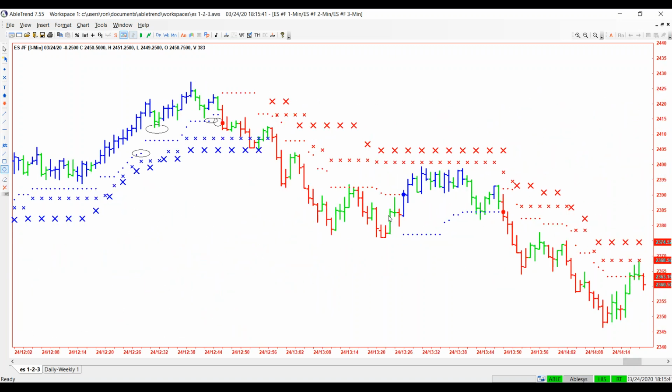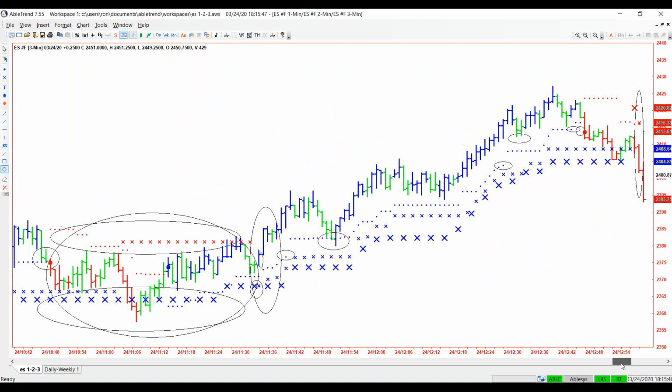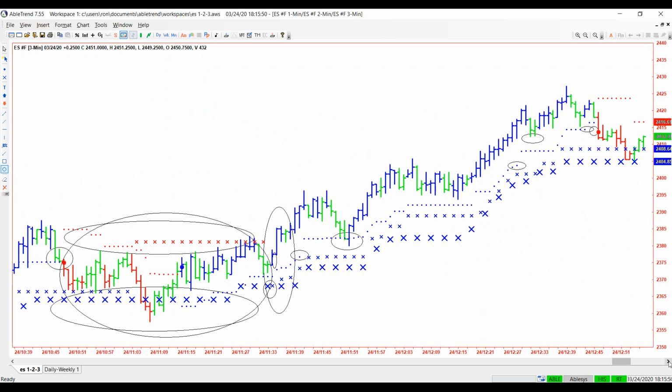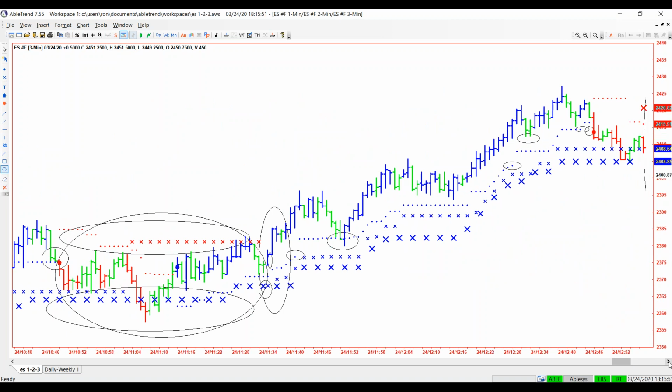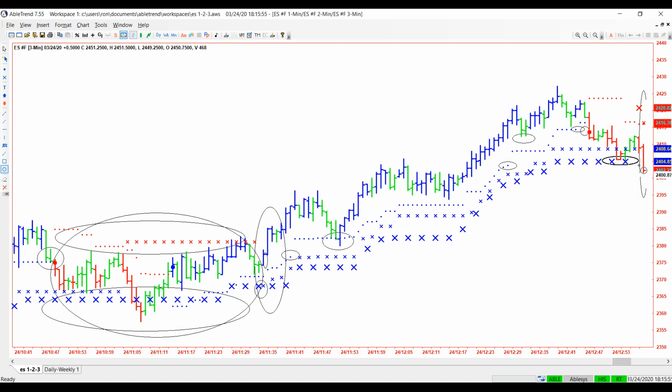Okay, moving right along. We've got our next trade right there. There's that triple confirmation trade we're looking for. If we're looking at it live, we're looking for red bar, red dot, red X. Well, there's a red bar, red dot. Let's see. It goes under the blue dot, under the blue X's. That's the key. You want to get it under support. Once it closes, there's the close.